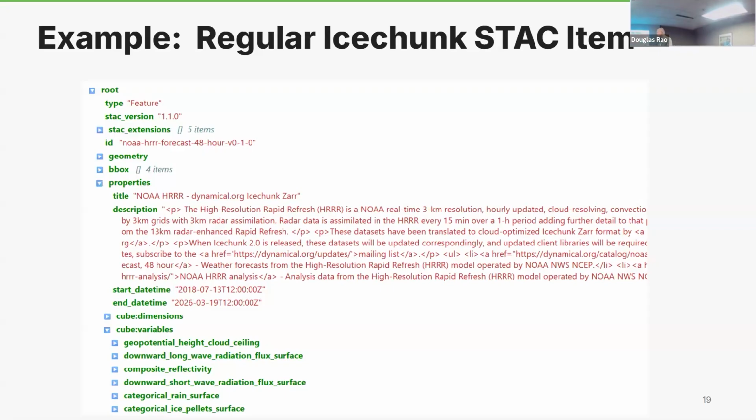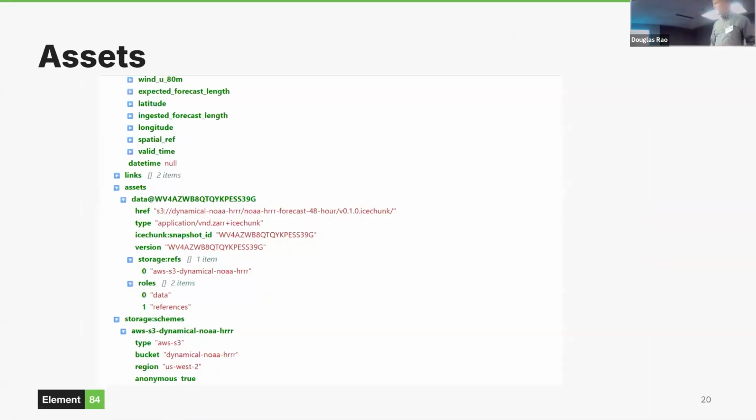And then you can see there's a bunch of variables in this particular STAC item. If you scroll down a little bit further, under assets, you can see this Icechunk information, the snapshot, and so on. That's the stuff that allows you to then open up the query that you got back in Xarray.